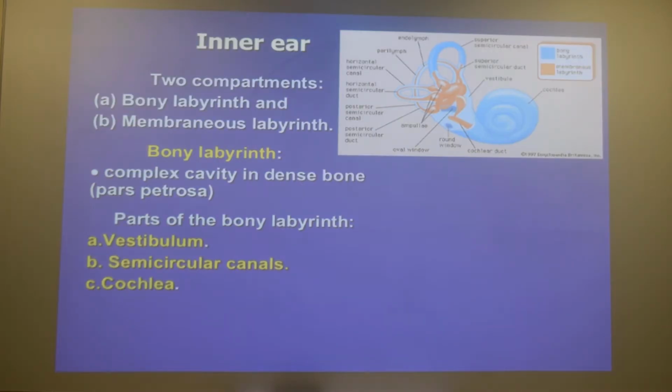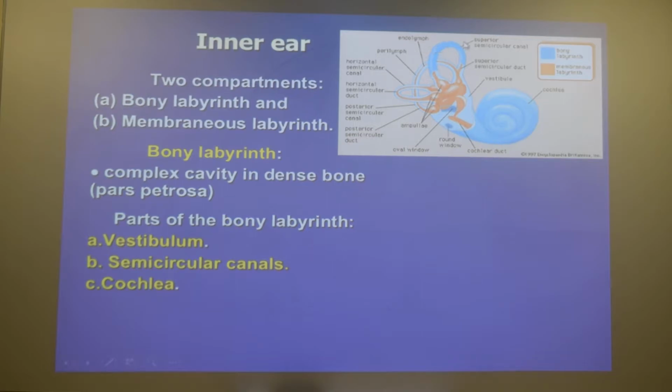So the inner ear consists of two compartments. One is the bony labyrinth. So the bony labyrinth is basically the bone. In the petrous part of the temporal bone, you have this bony structure, which is the cochlea. Then you have the central part, which is the vestibule, and then you see these three semicircular canals.